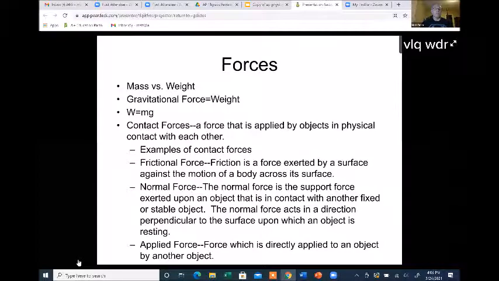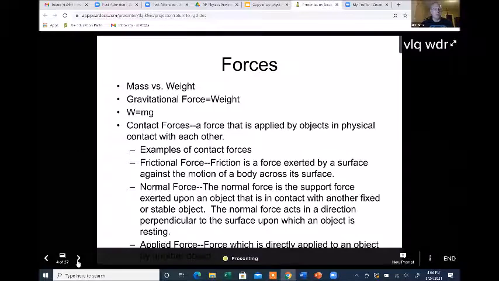So contact forces are forces that have to be in physical contact with the object, as the name would imply. The main contact forces that we deal with in AP Physics 1 are the frictional force, the normal force, which you guys know is a surface pushing on an object, and also the applied force, when something is pulling directly or pushing directly on an object. So those three forces are the main types of contact forces we'll deal with.